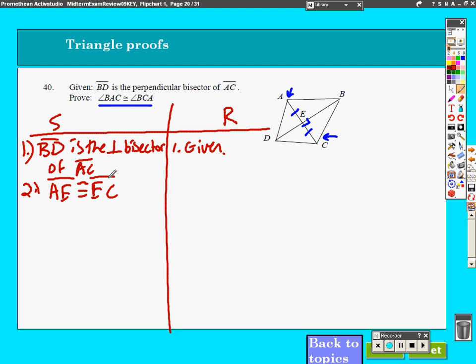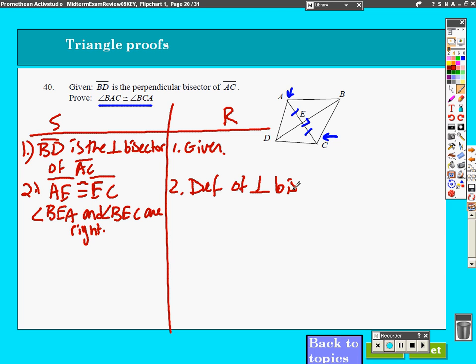And it also told me that angles BEA and BEC are right. And that's because of the definition of a perpendicular bisector. I knew it just by knowing what the definition of that perpendicular bisector was.